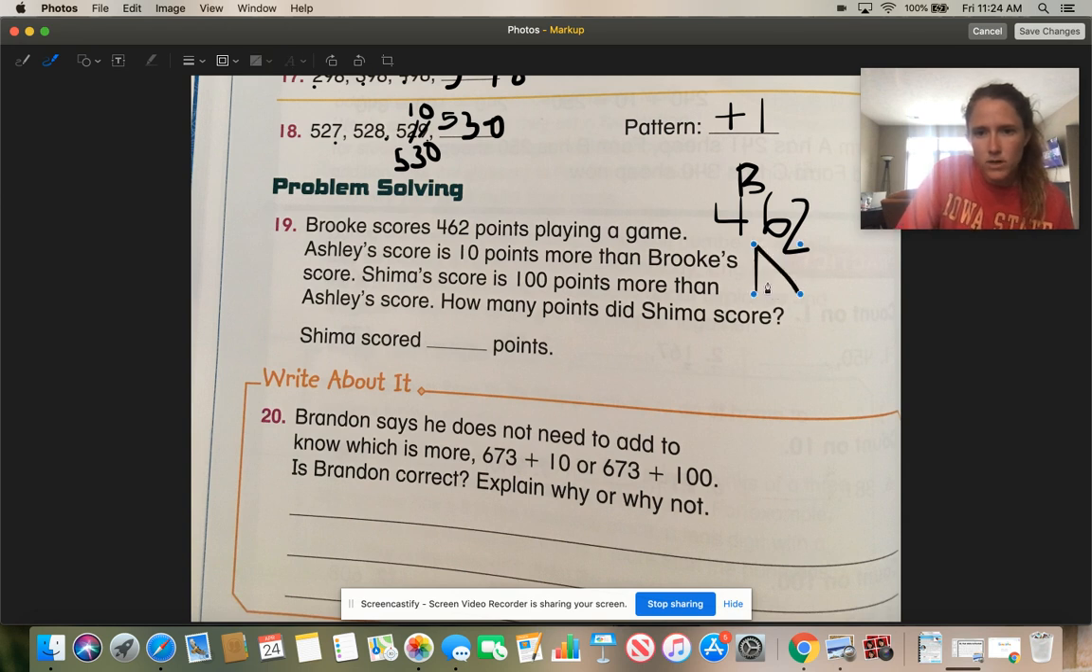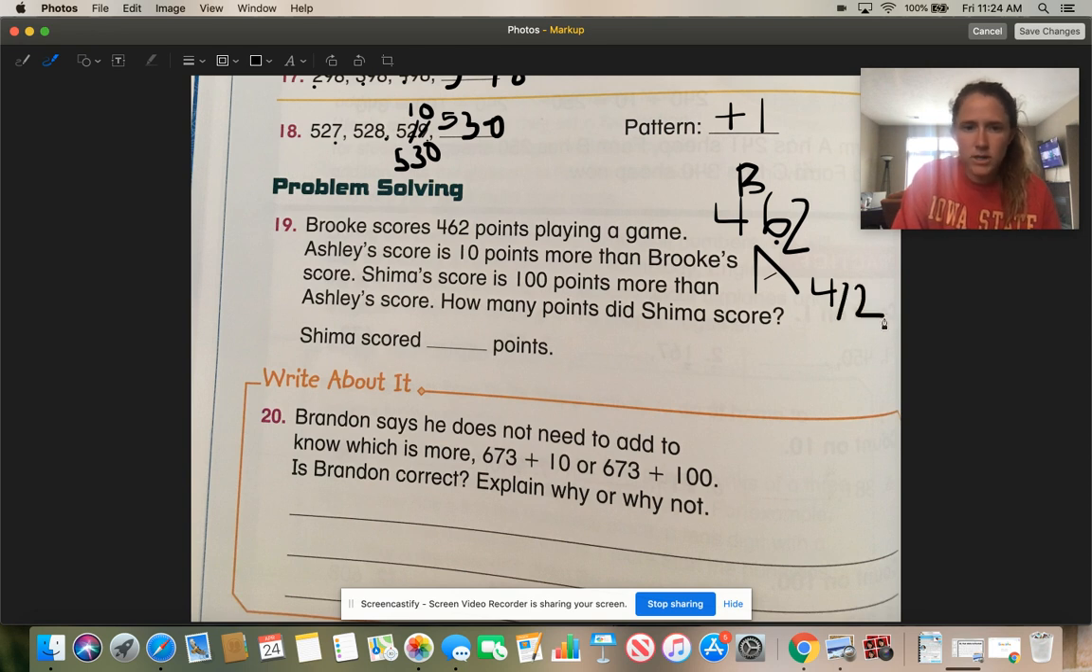It's kind of hard to organize my paper. A's are hard to make because they just don't. There we go. That's going to have to be good enough. Ashley is 10 more than this. So we need to add 1 in the tens place. So it would be 472.